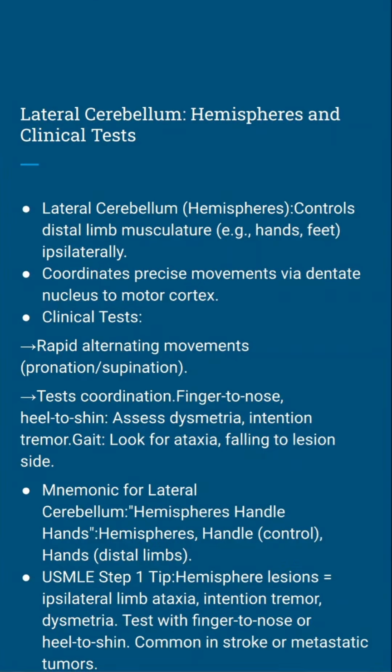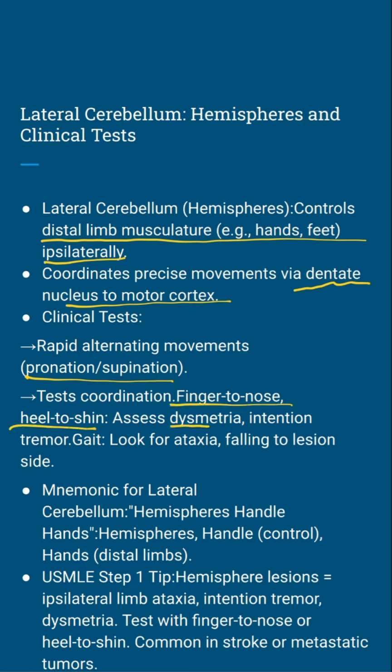Here's the lateral cerebellum, the hemispheres controlling distal limb musculature, like hands and feet, ipsilaterally via the dentate nucleus to the motor cortex. This slide highlights their role in precise movements. For Step 1, you will test these functions with rapid alternating movements like pronation and supination, finger to nose, and heel to shin, looking for dysmetria, intention tremor, or ataxia. The patient often falls to the lesion side during gait testing.